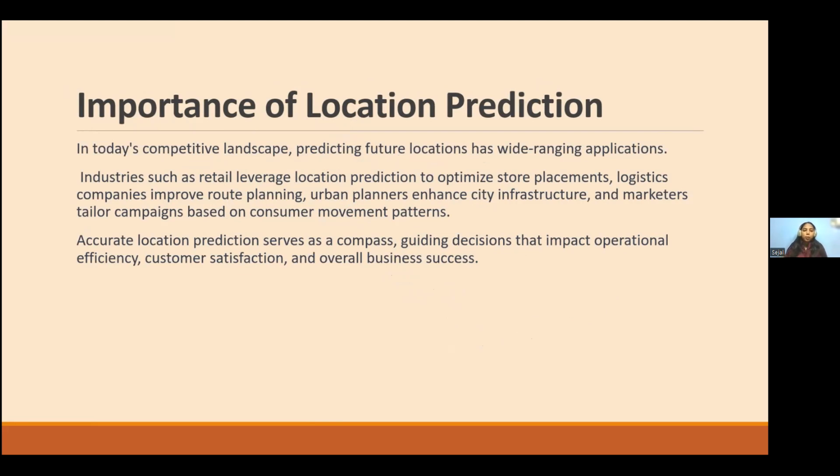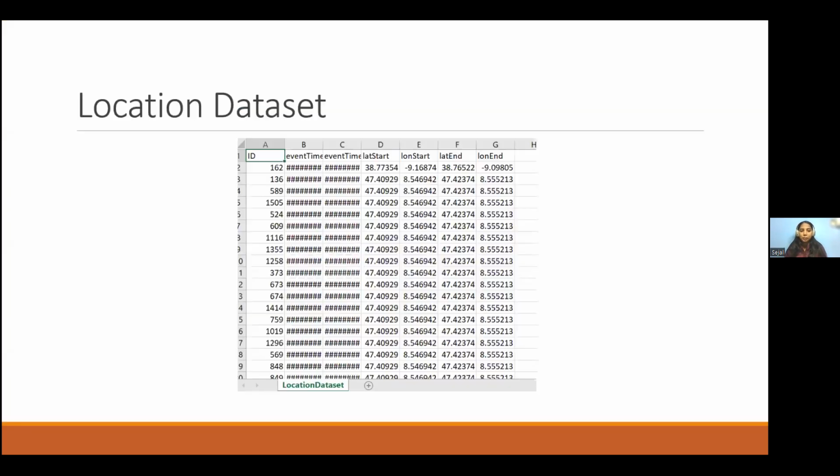In today's competitive landscape, predicting future locations has a wide range of applications. Industries such as retail leverage location prediction to optimize store placements. Logistics companies improve route planning. Urban planners enhance city infrastructure, and marketers tailor campaigns based on consumer movement patterns. Accurate location prediction serves as a compass guiding decisions that impact operational efficiency, customer satisfaction, and overall business success.